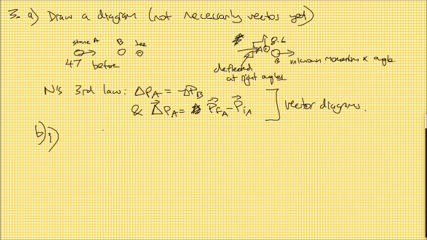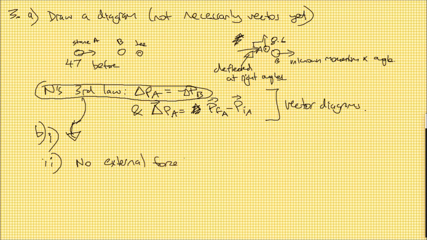B1, calculate the size of the momentum of stone B after the collision. Well, this is just the same as the size of the change in momentum from your diagram. Change in momentum of stone A equals negative of the change in momentum of stone B. Explain any assumptions you've made. Well, it's the standard assumption for conservation of momentum, which is that there is no external force acting, so that the momentum of the system is conserved.